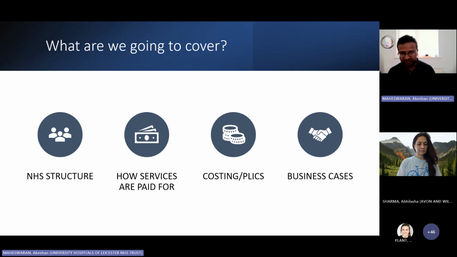So the things we're going to cover are a bit about the NHS structure, how services are paid for, so how the different bits of your services are paid for, a little bit about costing and PLICS, which is relevant to everybody, but will be of particular relevance to those in secondary care, to be honest. And the final thing is about business cases in the NHS and how they work.